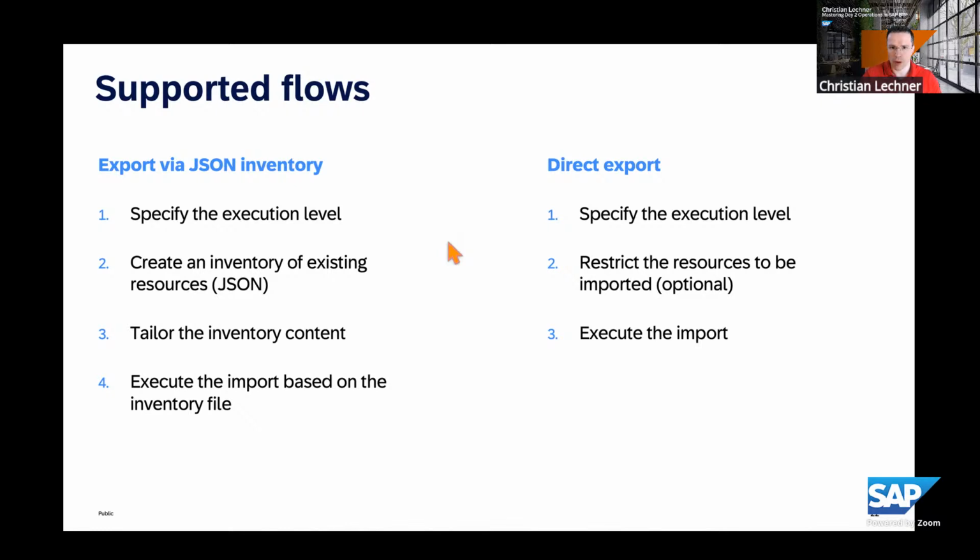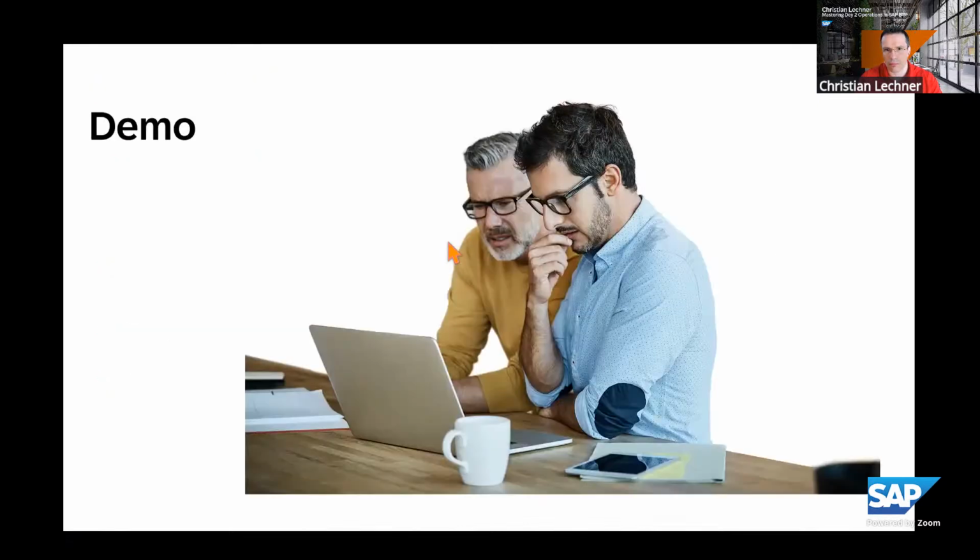So at no place here do you have to look up information in the cockpit. You have to find out what keys are needed for the import and so on and so forth. That's all done by the CLI and even a bit more. So why don't we take a look at how things work and walk through the different flows?